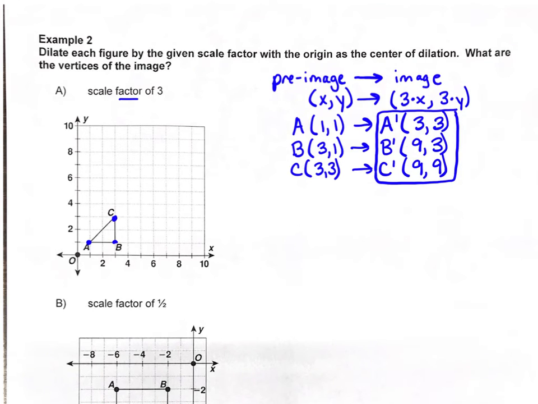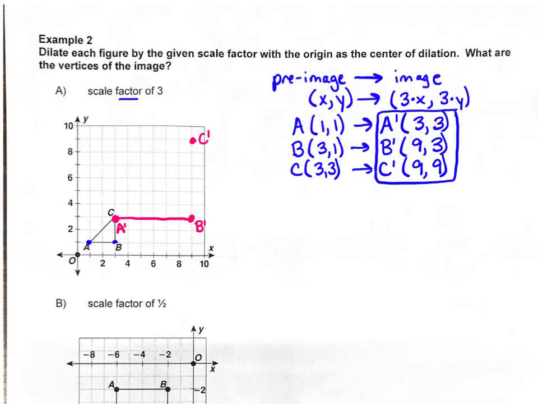I could also graph this on my coordinate plane. I've got my A prime. I'm going to graph it in a different color. A prime is (3, 3). B prime is (9, 3). And C prime is (9, 9).